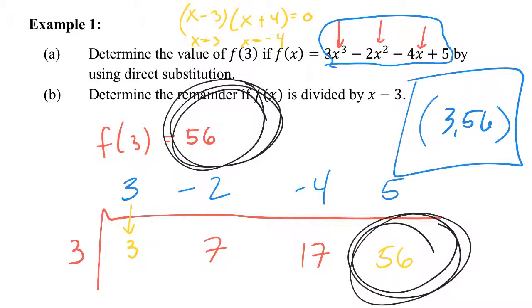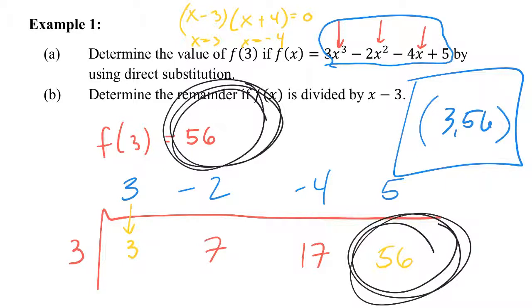When this is 0, it means x minus 3 is a factor, which would have made 3 over it. So there's a lot of connections that we're working with here. Let's look at examples that go beyond this that help us use the remainder. Wait, so the 3 outside becomes the x-coordinate? Correct.